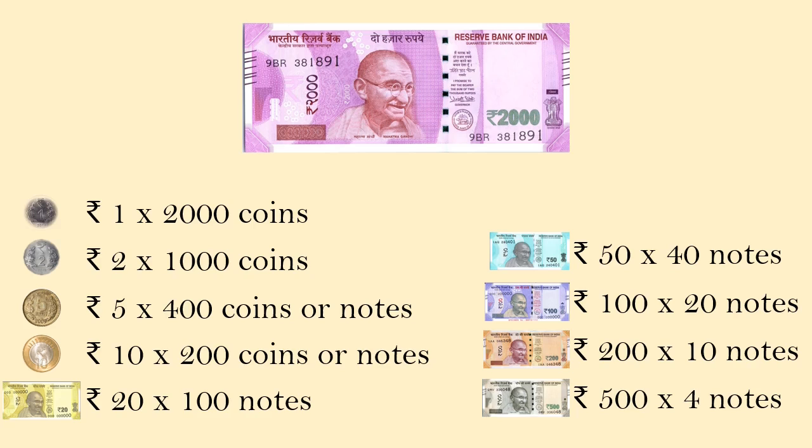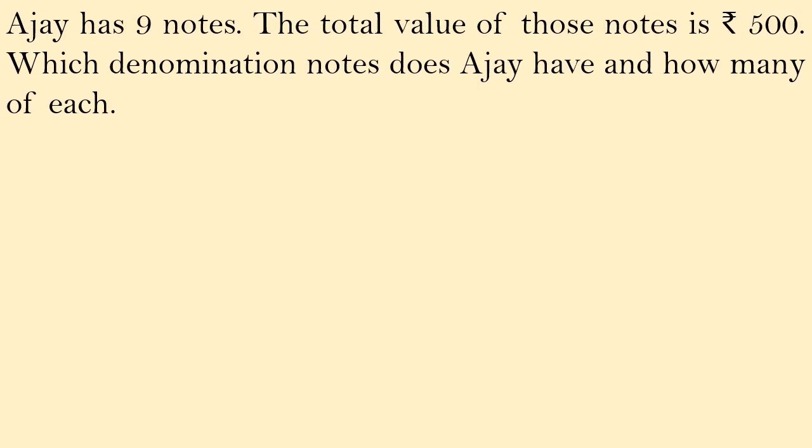So keeping this in mind, let us see what we can do with the sums that we have. Now, Ajay has 9 notes. We do not know what the currencies are, what's the value of the currency, but we know he's got 9 paper money in his hand. But the total value of these notes is rupees 500. Which denomination notes does Ajay have and how many of each?